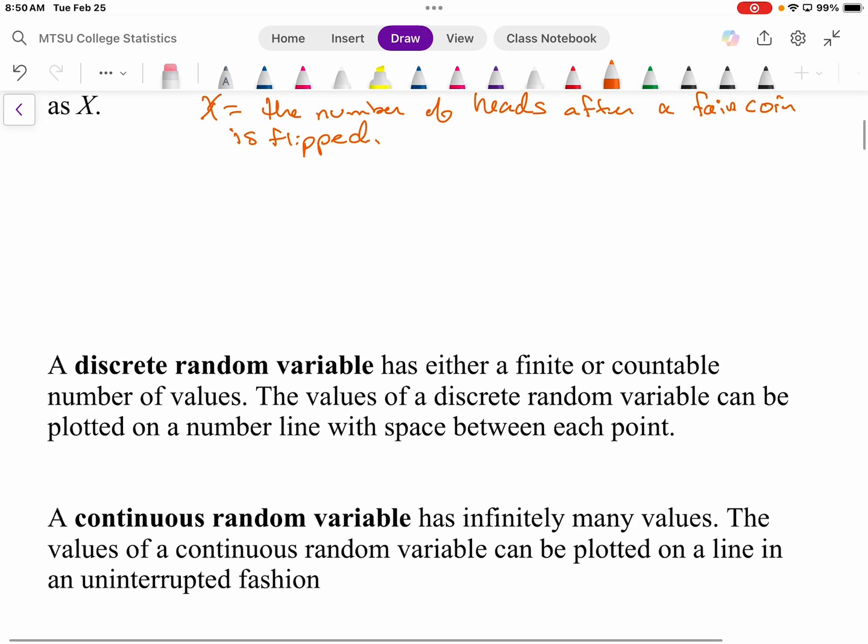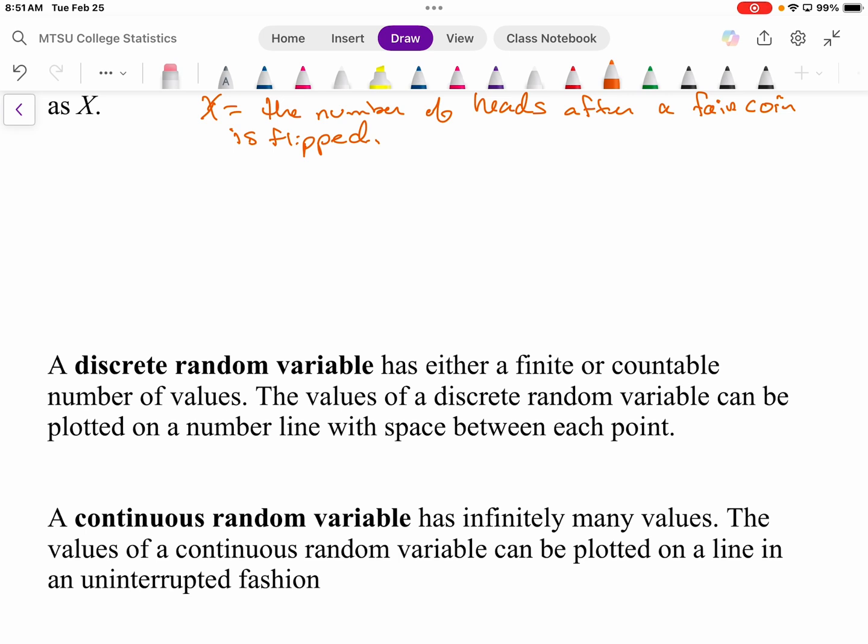A discrete random variable has either a finite or countable number of values. The values of discrete random variables can be plotted on a number line with spaces between each point. So discrete means I'm not a decimal, I'm just a countable number. When we count on our fingers, starting with our thumb, it's 1, 2, 3, 4, 5. There was no 1, 2, 3 and a half, 3 3/4, and whatever. It's countable numbers. So a discrete random variable means that my values are all physical, countable numbers going from 0 to whatever. No decimals.